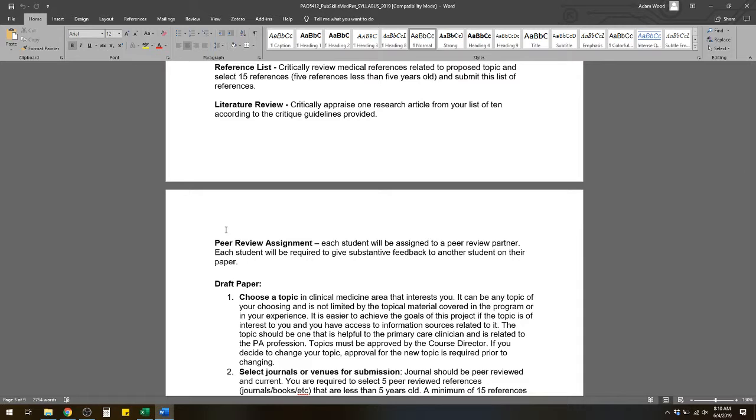So basically what you're going to do is you're going to turn that paper into Canvas. You're going to email that paper to your peer reviewer, and then they are going to review that. They'll have a week to go through that. And you guys are familiar with track changes in Word. I'll have a video on that too. That is a very useful tool when you're editing papers for other people. So basically what you're going to do is actually go through and edit the paper, right?